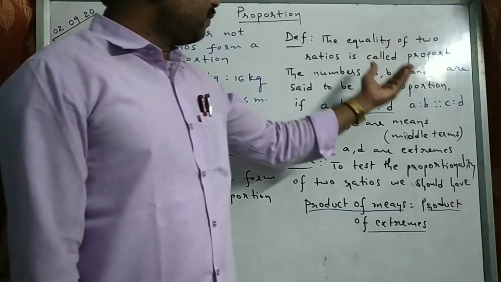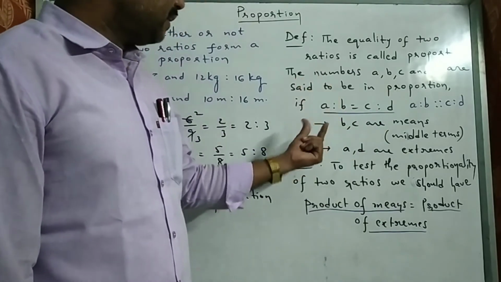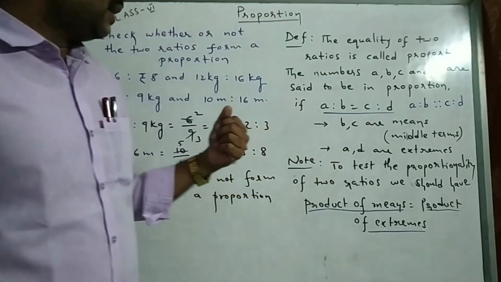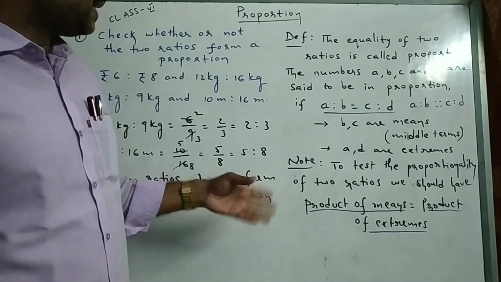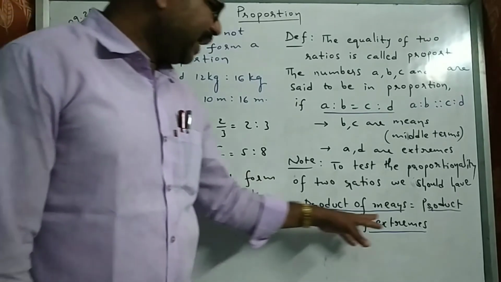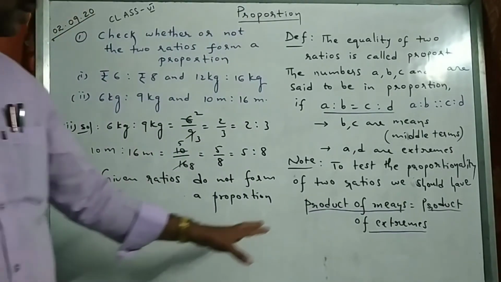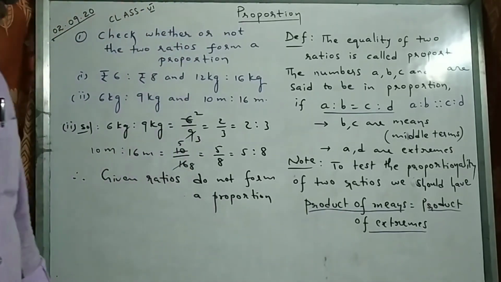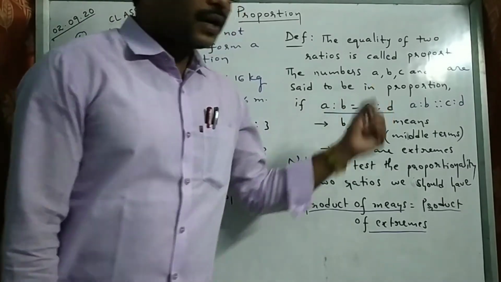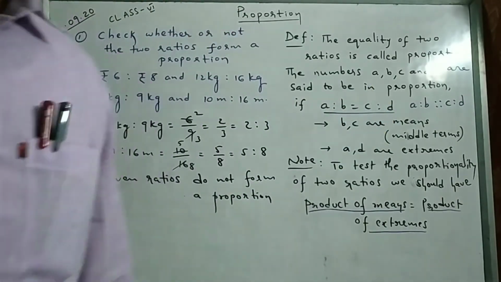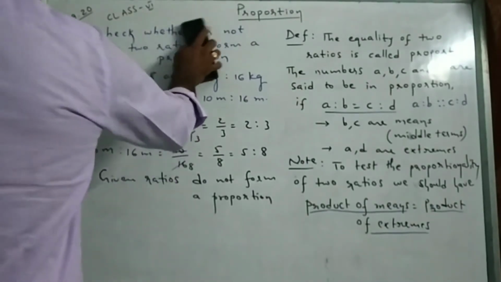The equality of two ratios is called proportion. Middle terms are called means. End terms are called extremes. Proportionality condition, whenever we have to check the proportionality, we can write this: product of means equal to product of extremes. You remember this formula. Product of means equal to product of extremes. Product of middle terms equal to product of end terms. Okay? We will see some more problems now.